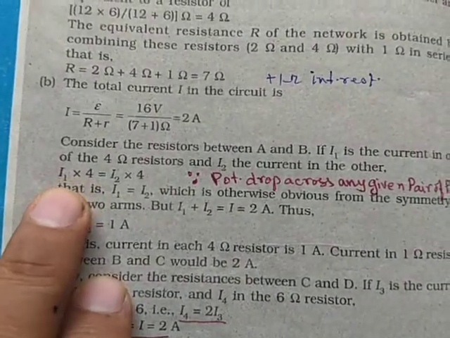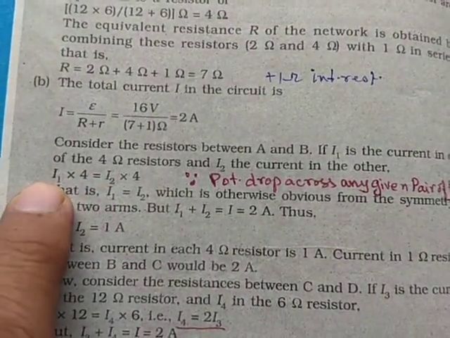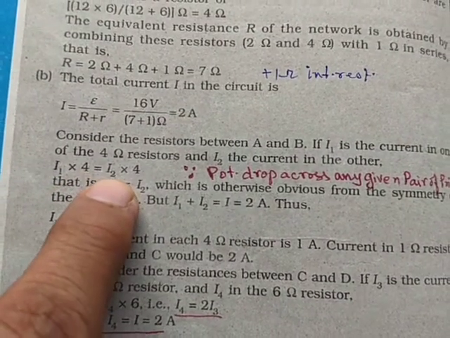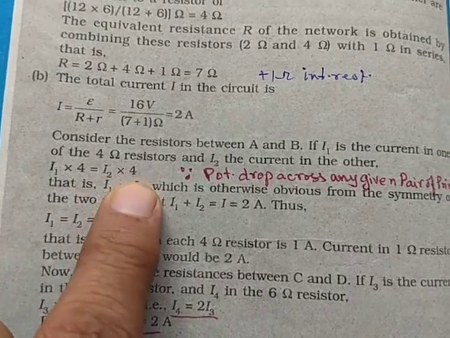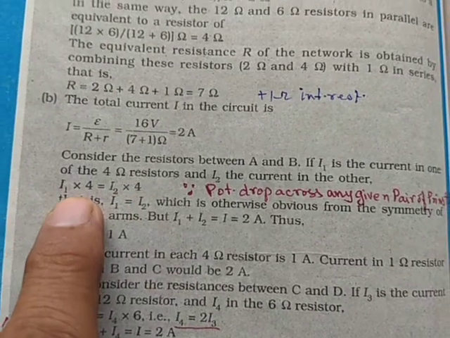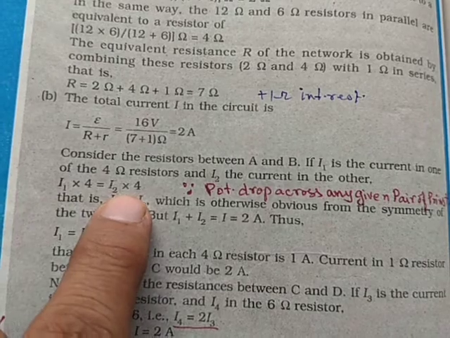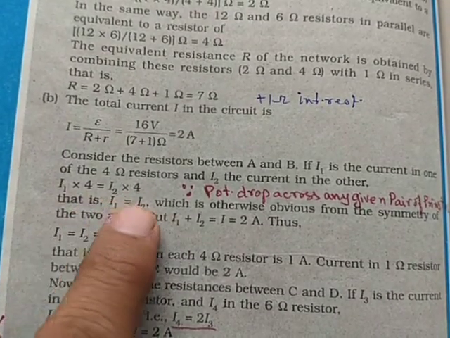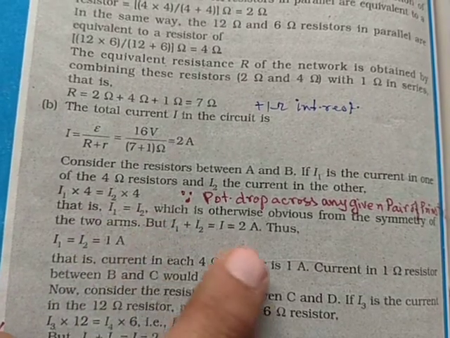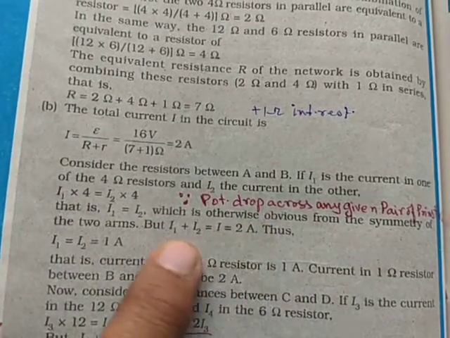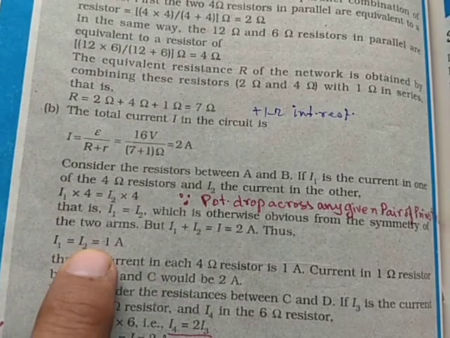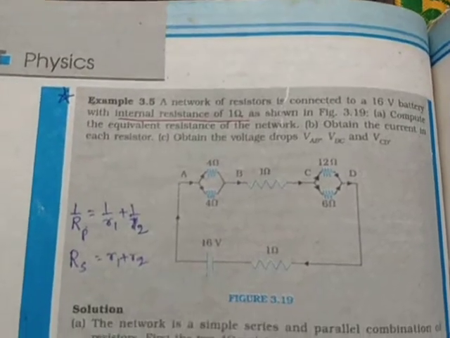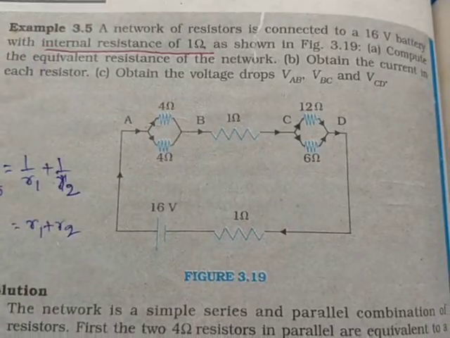And therefore, current through the first arm, say I1, into its resistance equals current through the second arm into its resistance. So that becomes I1 into 4 equals I2 into 4, and since 4 is common on both sides, we have I1 is equal to I2, and also I1 plus I2 is equal to 2 ampere. Therefore we can easily find that I1 is equal to I2 is equal to 1 ampere. So this is for the resistances lying between the points A and B.